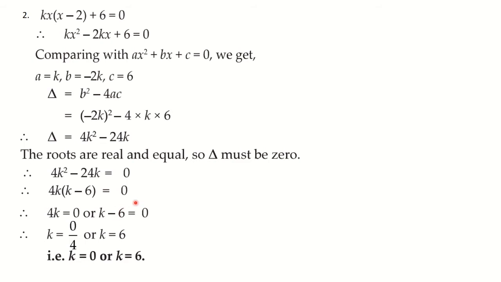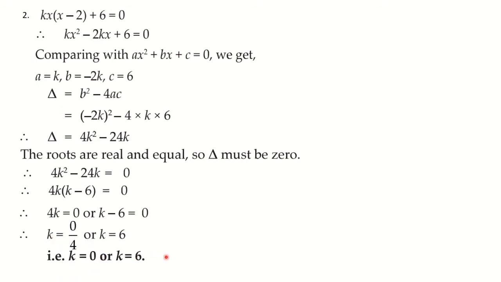See, this minus 6 is shifted to right hand side. So k is equal to plus 6. So we got the values, but as I have said, if k is appearing in place of a, then we have to check whether for any value a is becoming 0. Okay, so here you can see that a is equal to k. So if we put here k is equal to 0, then a is going to become 0. So this value of k will not help us.